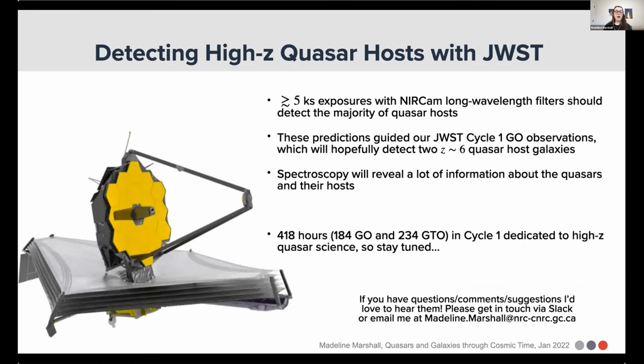So overall, I'm very optimistic that we'll be able to actually detect quasar hosts at high redshift for the first time. So with our detailed BlueTides predictions, it's really certainly looking possible with photometry. And so that's what guided our Cycle 1 observations for our GO program. And then there's also a lot of promising avenues with spectroscopy, which will be very exciting.